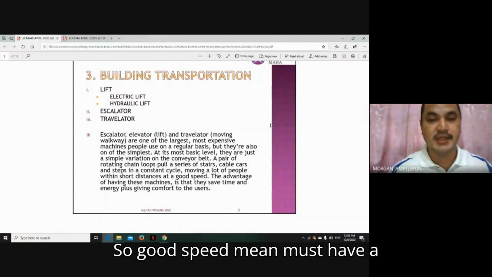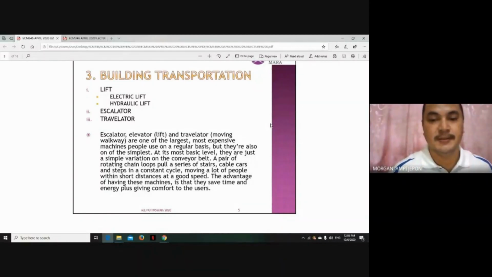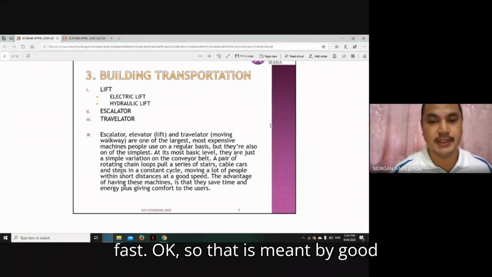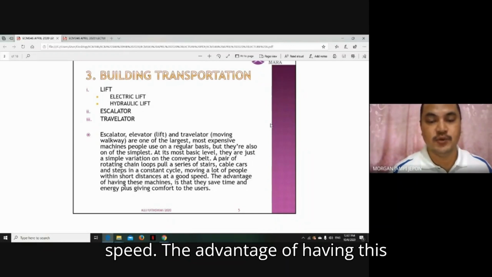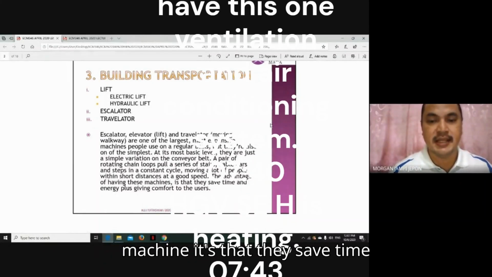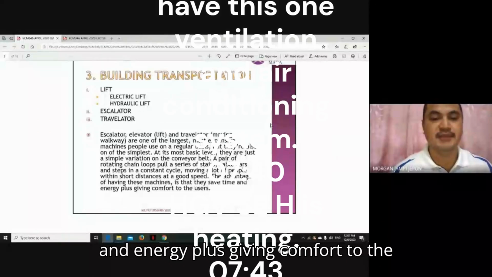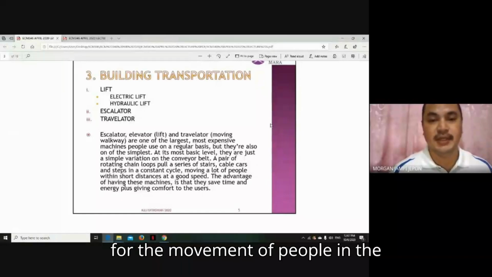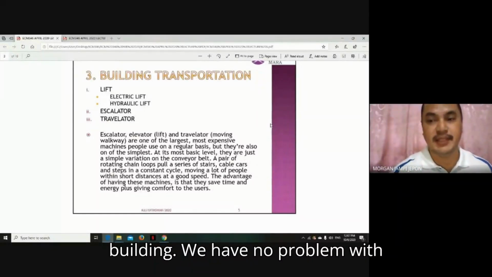Good speed means adequate speed, not too slow but not too fast. So that is what is meant by good speed. The advantage of having this machine is that it saves time and energy, plus gives comfort to the users, meaning it's convenient for the movement of people in the building.